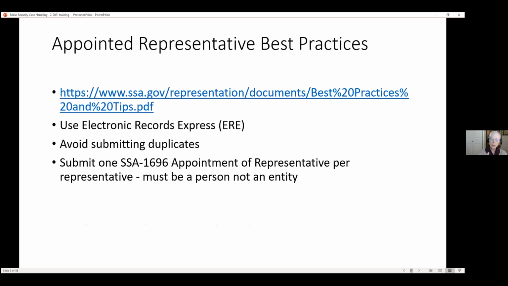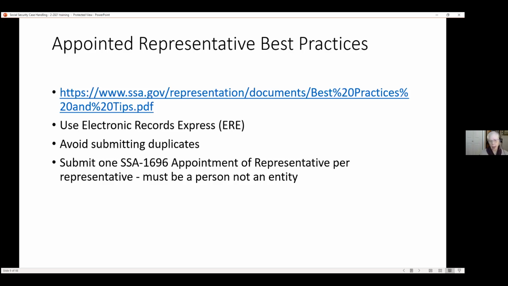So, best practices. I give you a link here. They have a section on best practices at ssa.gov. You can go look at it yourself. A couple of the things that they specifically say is they want you to use the Electronic Records Express, the ERE. They do not want you to send duplicates. They hate duplicates. I hate duplicates. When I'm reading through a file to write a brief, it makes it hard to read the file.